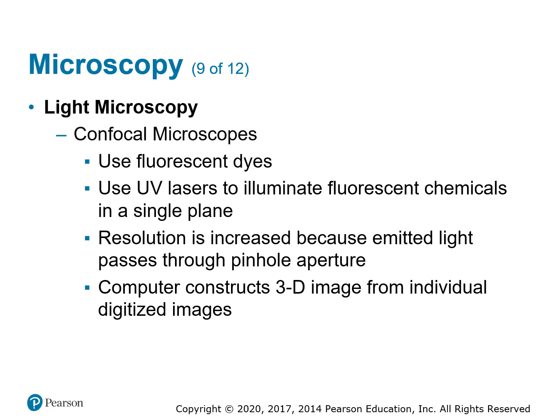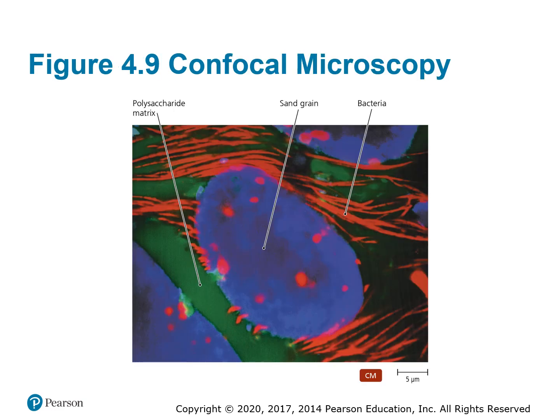Now, confocal microscopes, they still use fluorescent dyes, but this one uses UV lasers to give that fluorescence to the chemicals, and you're able to kind of build up layers of these single planes to create a three-dimensional image and then digitalize it so that you're able to see a very interesting picture of that.